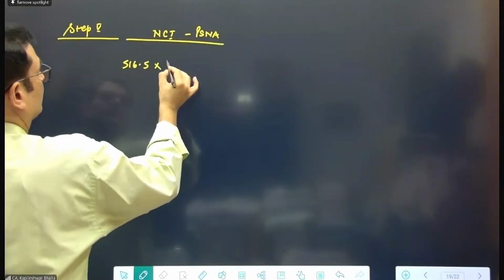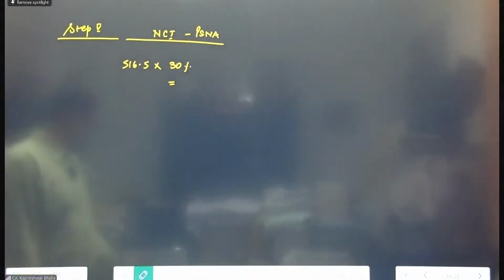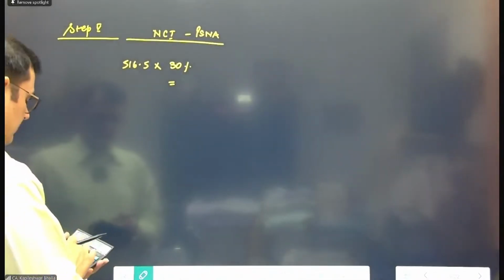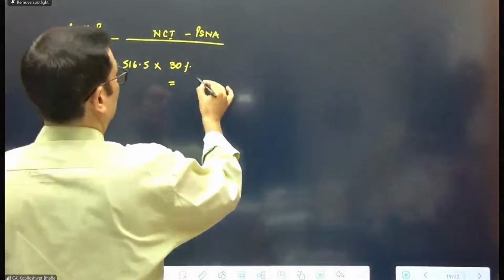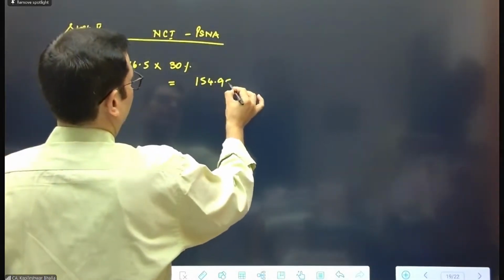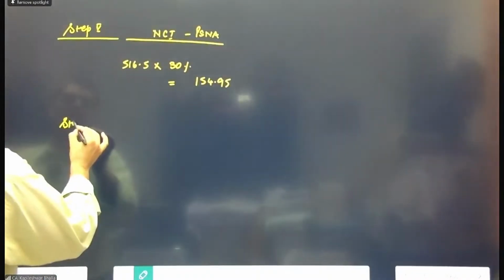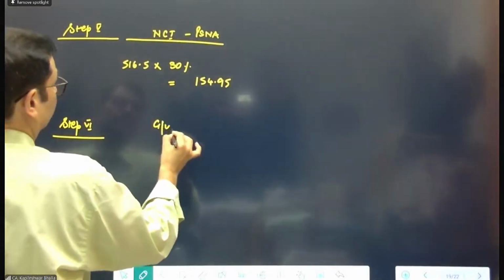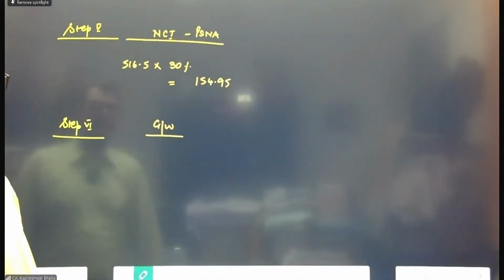And we've got a 30% stake for the NCI, I think, because 70% belongs to the parent. So 30% would mean 154.95. Correct. So 154.95 lakhs is the NCI. Then let's organize step number 6 as well. And step number 6, we need goodwill. And that's going to be a simple mathematical exercise.